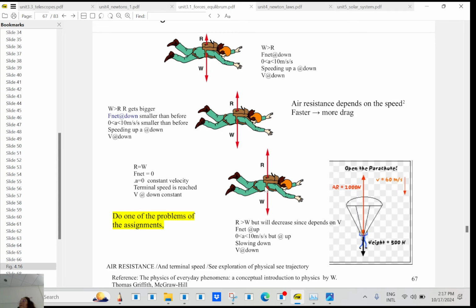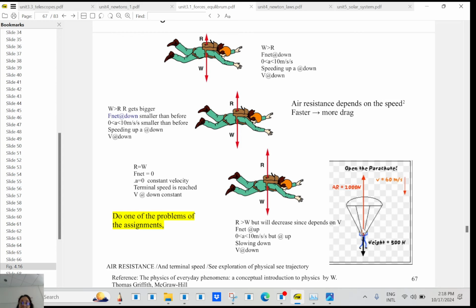What about here? What's happening here? Is there an acceleration? No. She is in dynamic equilibrium. The velocity is constant, so the acceleration is 0. And she reached a cruising speed. She reached the terminal speed. So it's not like she's stopping mid-air. No, she's still going down, but at a constant speed.